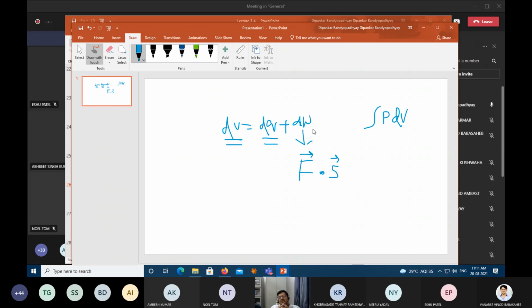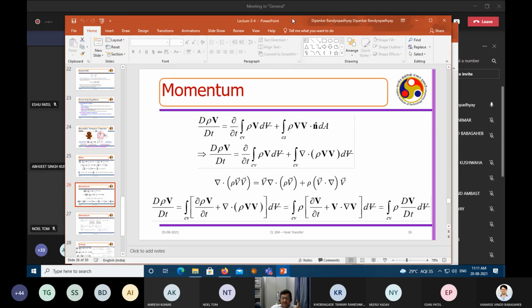This is where the question came. When you enforce mass balance, you immediately realize, for an engineering system, if I go for only mass balance, that is not going to solve the problem.